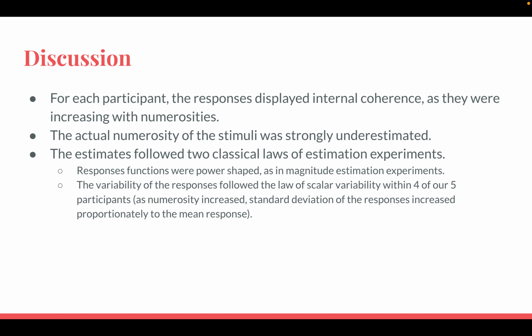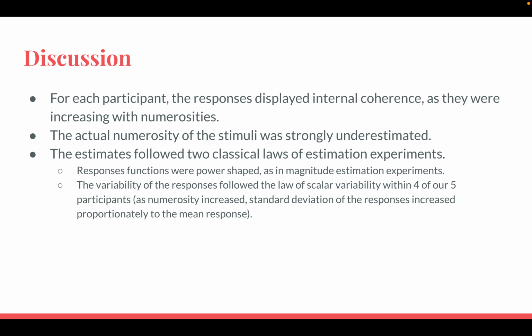The researchers recorded non-calibrated estimates in 5 participants of numerosities ranging from 1 to 100. For each participant, the responses displayed internal coherence, as they were increasing with numerosities. However, the actual numerosity of the stimuli was strongly underestimated. Participants differed from each other in how much they underestimated the stimuli.